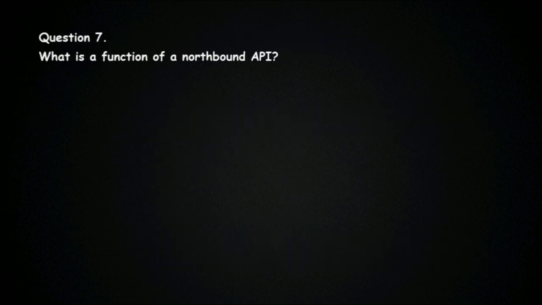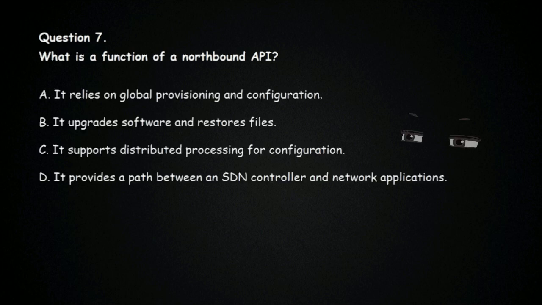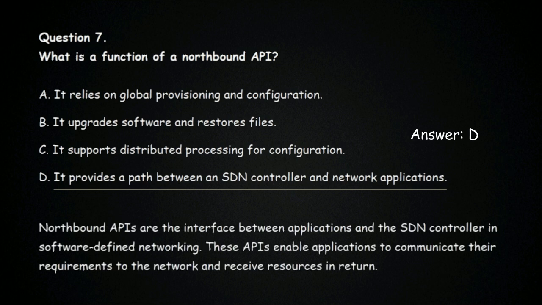Question 7. What is a function of a northbound API? Options. Correct answer is D. It provides a path between an SDN controller and network applications. Northbound APIs are the interface between applications and the SDN controller in software-defined networking. These APIs enable applications to communicate their requirements to the network and receive resources in return.